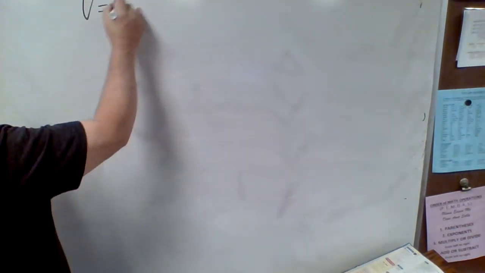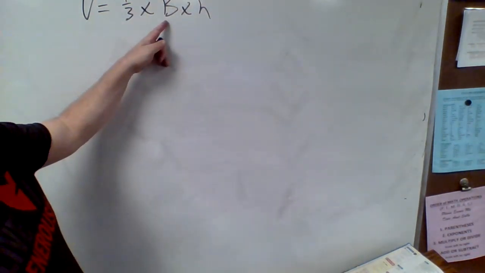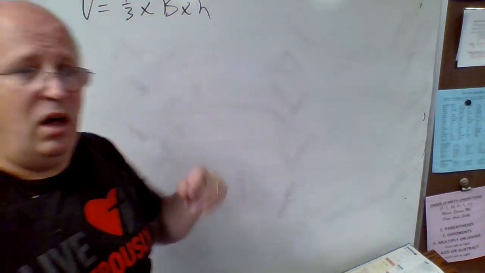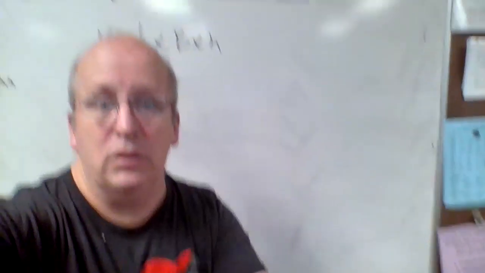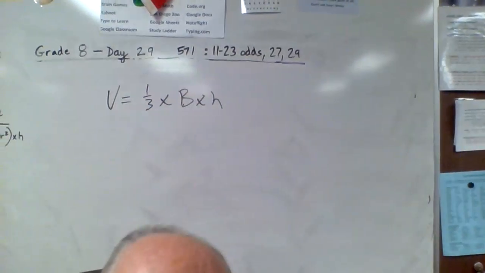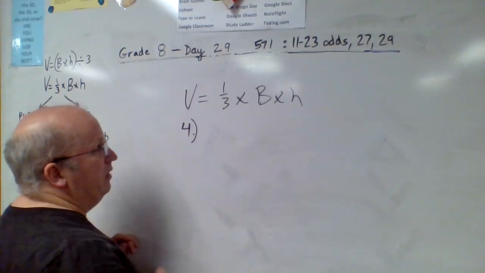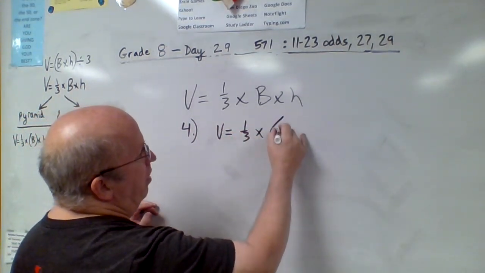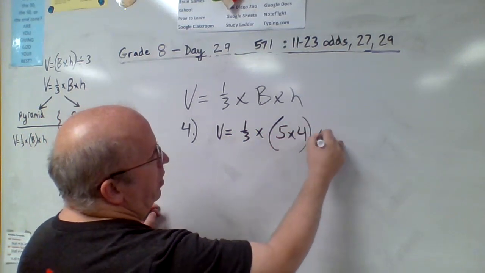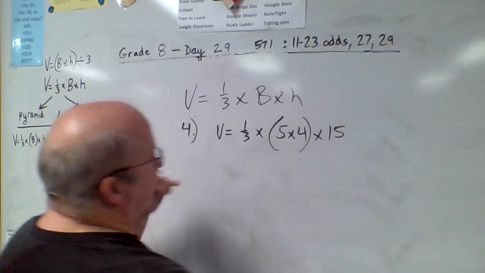So if we think about our formula, 1/3 times the area of the base times height, how do we figure out the area of a base that's a rectangle? Well, that's length times width, right? It's length times width. This is problem 4 on page 570, right? So I'm going to think in terms of 1/3 times the area of the base, 5 times 4, times the height of this shape, which happens to be 15, right?